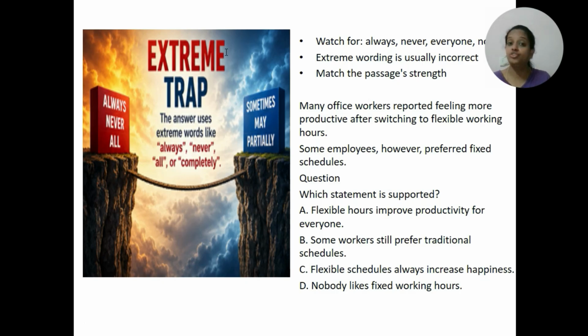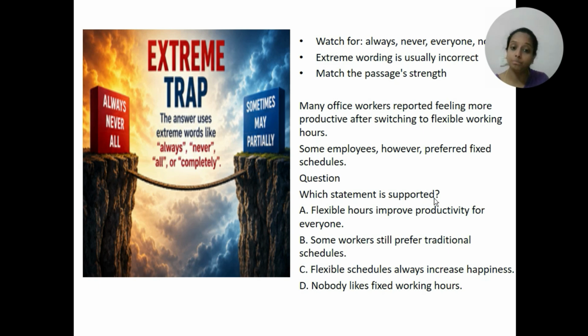CELPIP loves extreme words. Always, never, everyone, nobody, completely, entirely. Unless the passage is equally extreme, the option is usually wrong. Example, let's look at this passage. Many office workers reported feeling more productive after switching to flexible working hours. Some employees, however, preferred fixed schedules. So, this is the passage. Let's move on to the question here.